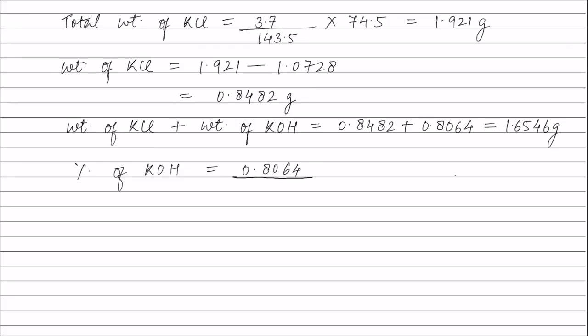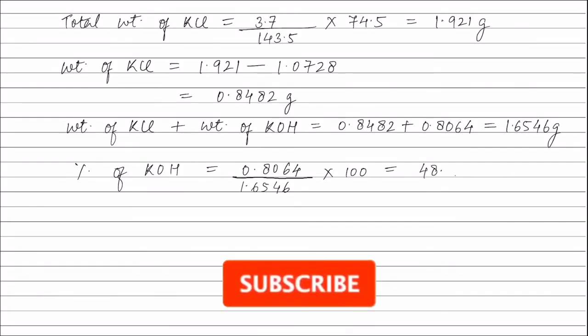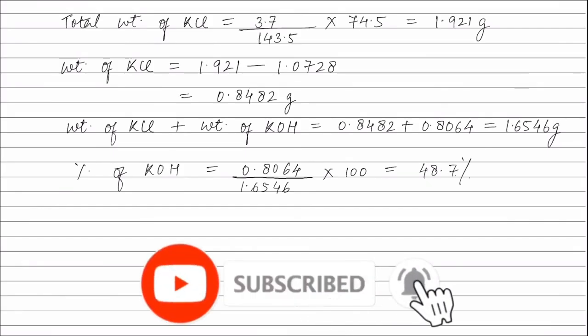Therefore, percentage of KOH is equal to weight of KOH, that is 0.8064 grams, divided by total weight of KCl and KOH present, that is 1.6546 gram, into 100, and this is equal to 48.7%.